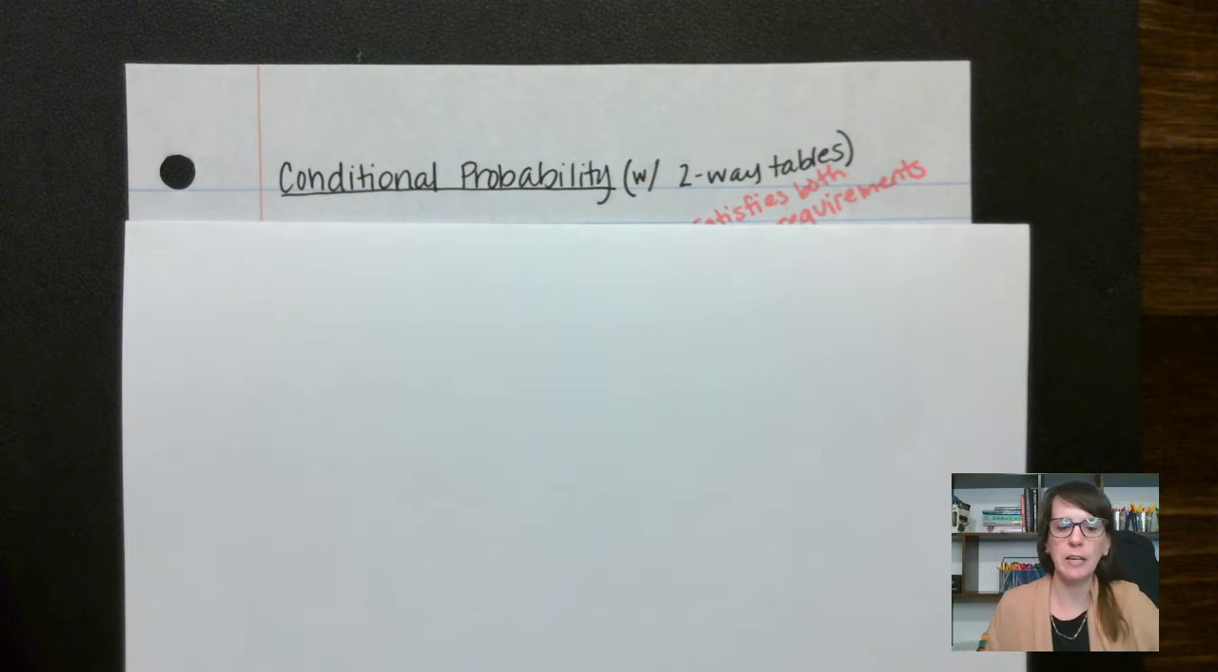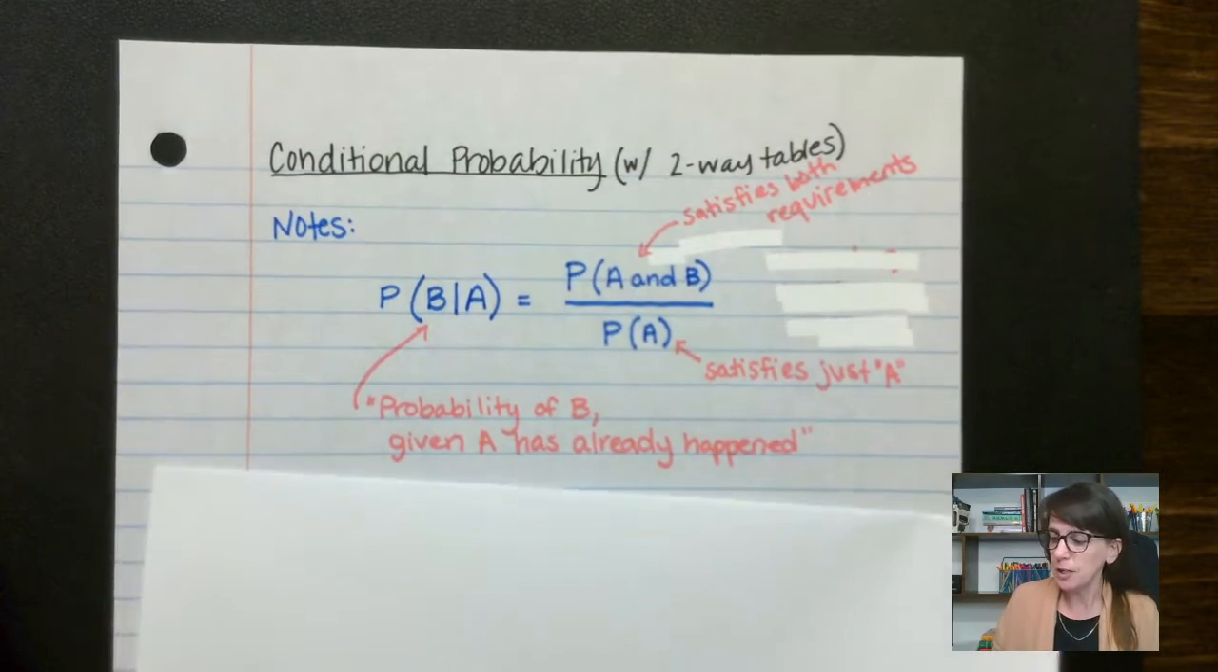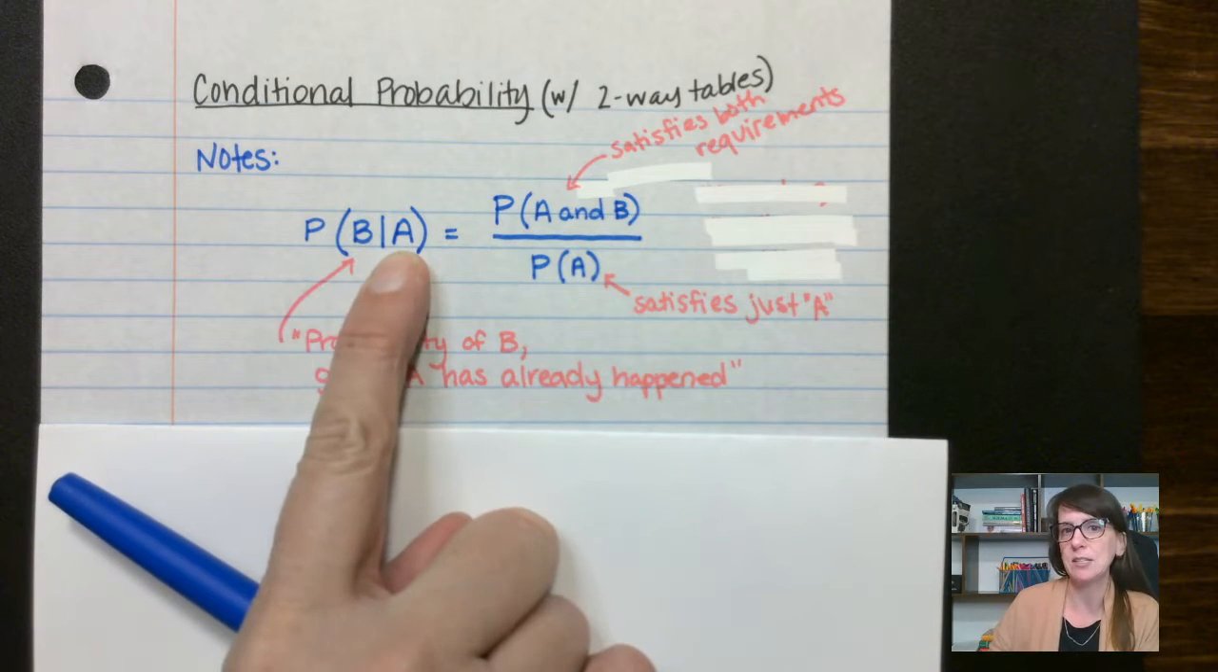In this video, we're talking about conditional probability with two-way tables. So in a previous video, we talked about conditional probability. Now we're going to talk about that same thing, but using two-way tables, which I think is a lot easier to understand. So again, the notes are going to be the same. It's probability of B given that A has already happened.